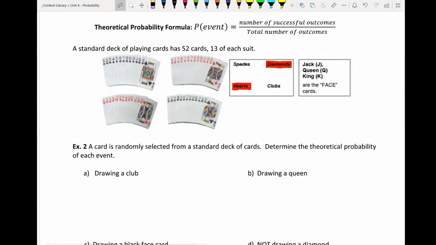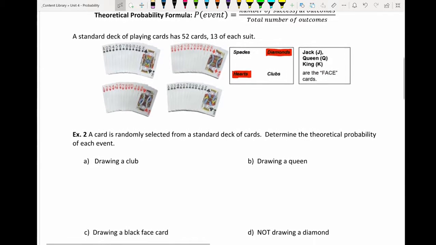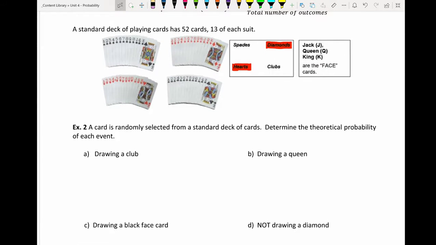So, example number 2: a card is randomly selected from a standard deck of cards. Determine the theoretical probability of each event. Again, here we're basing it on what should happen based on our numbers, because we haven't done any event or trial yet, so it's not experimental.